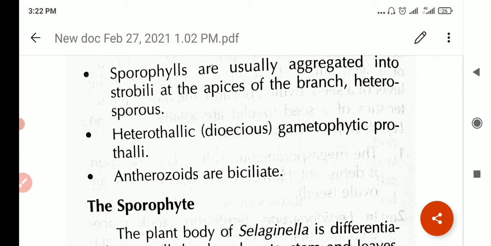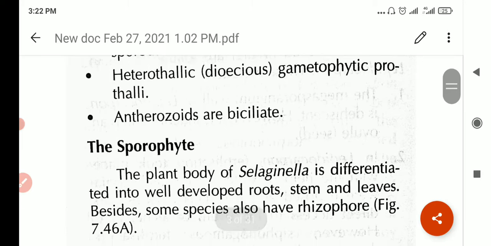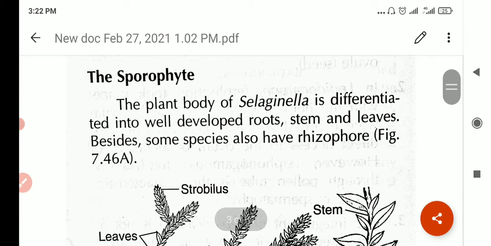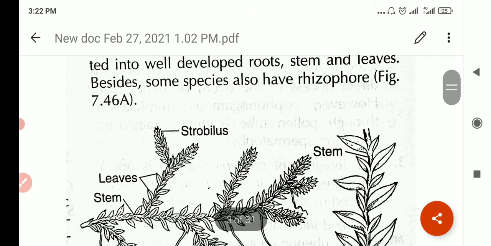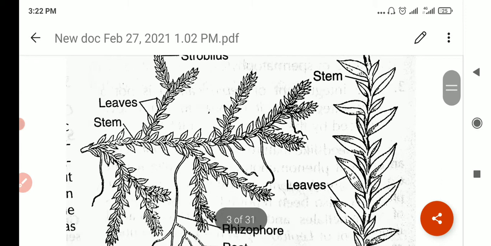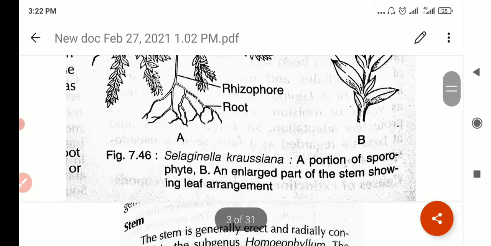So we will have sporophyll. This is where the sporangia will appear. Okay, now let's look at the plant body. Okay, like I told you, we can differentiate them into root, stem and leaves, and they also have this structure from which the root will appear, that is the rhizophore.